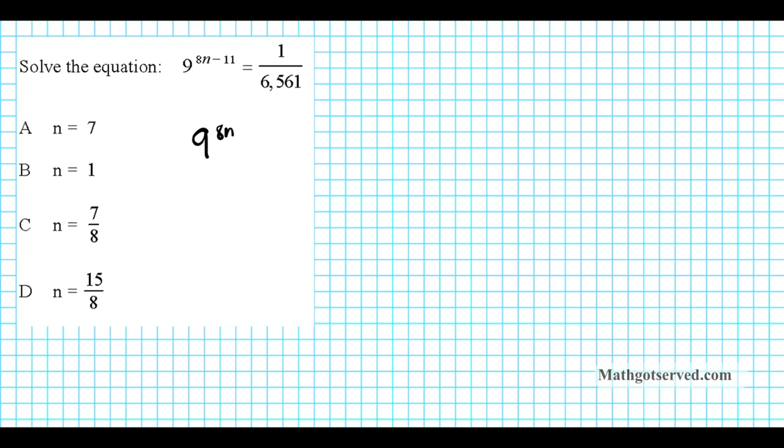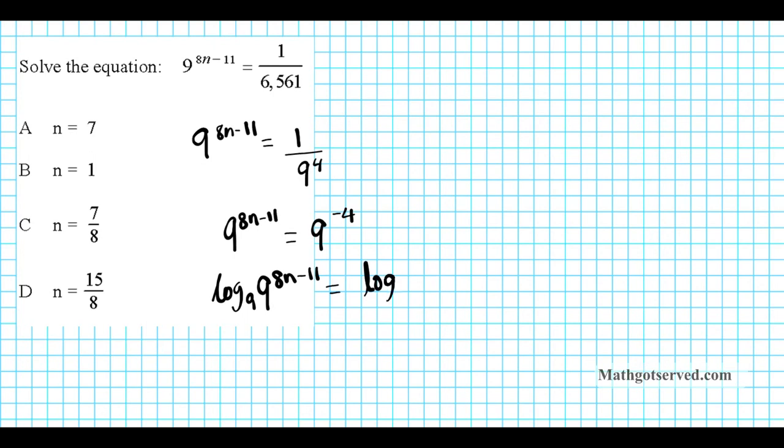9 to the 8n minus 11 equals 1 over 9 to the fourth. It's not complete yet. We want to express this as 9 to a power, but this is a fraction. So we're going to use the reciprocal property of exponents to express the right side as 9 to the negative 4. Now we can just cancel out the bases since they're identical, or we can take log base 9 of 9 to the 8n minus 11, and then log base 9 of 9 to the negative 4. Using the inverse property of logarithms, these cancel out, and these cancel out.